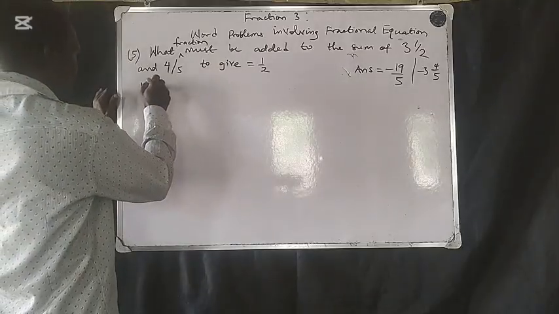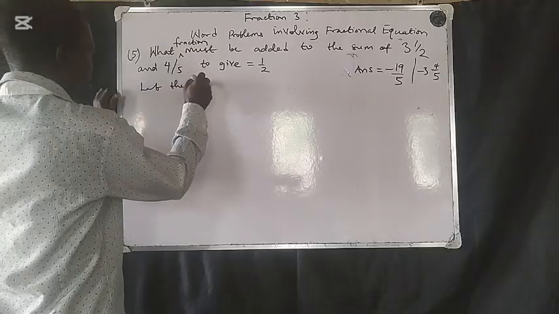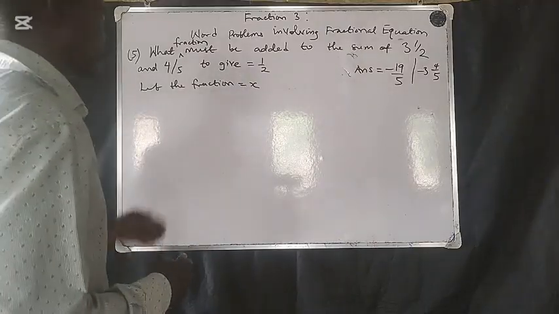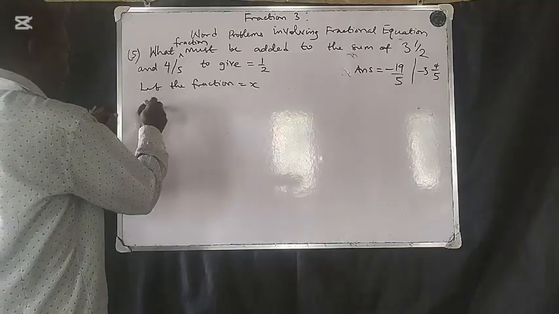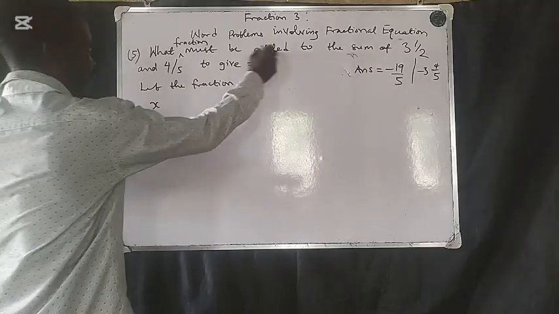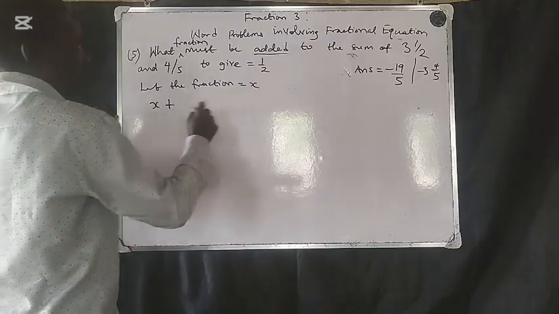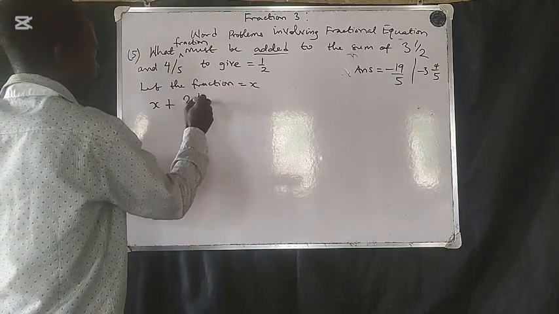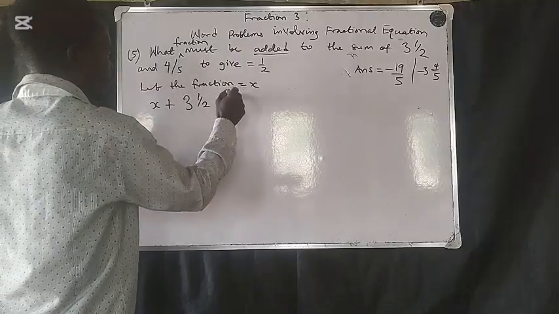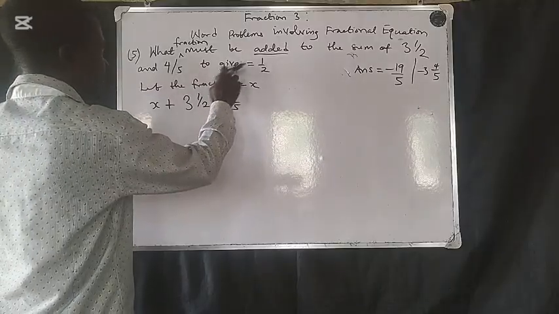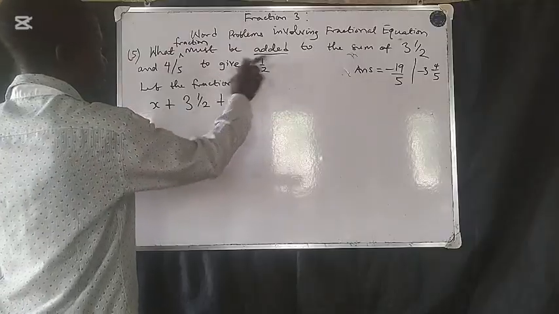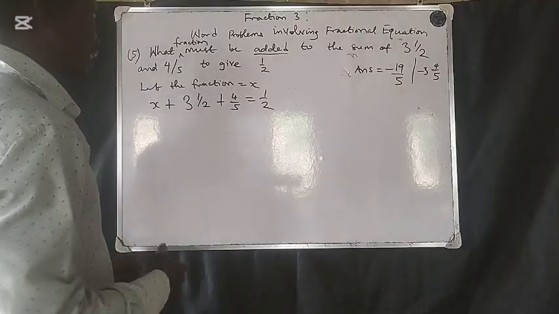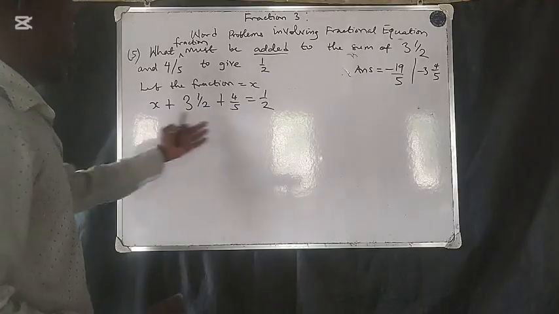So let the fraction equal x. What fraction must be added? The fraction x must be added, so plus the sum of this and this. Sum means plus also: 3 and 1 over 2 plus 4 over 5, to give 1 over 2, that is equal to 1 over 2. So we've translated the word problem to a fractional equation.